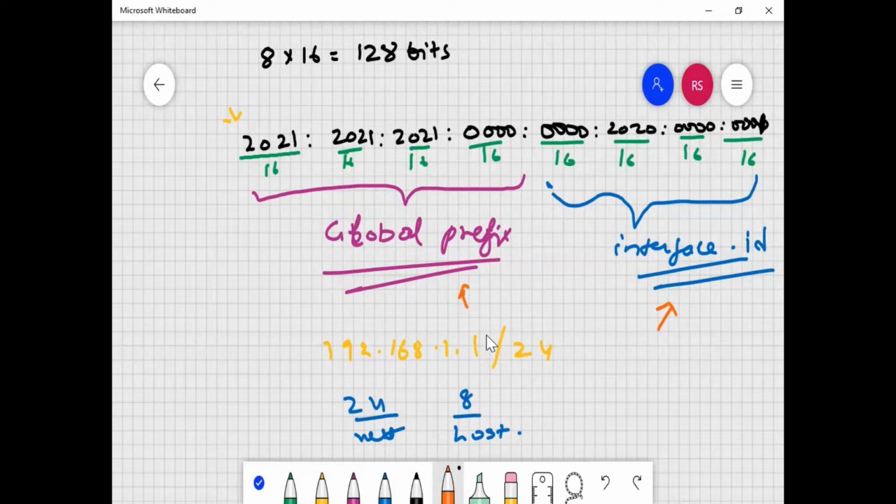In IPv6, we don't have subnet mask kind of notation. We directly have the slash notation. Slash notation. Okay, so I hope this point is clear. If it is clear, let me just move it down.